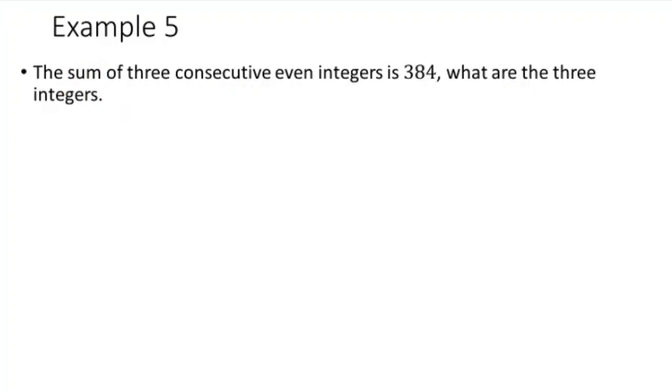Now in this problem, the sum of 3 consecutive even integers is 384. What are the 3 integers? Now with this problem here, we have to be careful on what it means to be an even integer. Even numbers are numbers like 2, 4, 6, 8, 10, so on and so forth. Even numbers are divisible by 2.